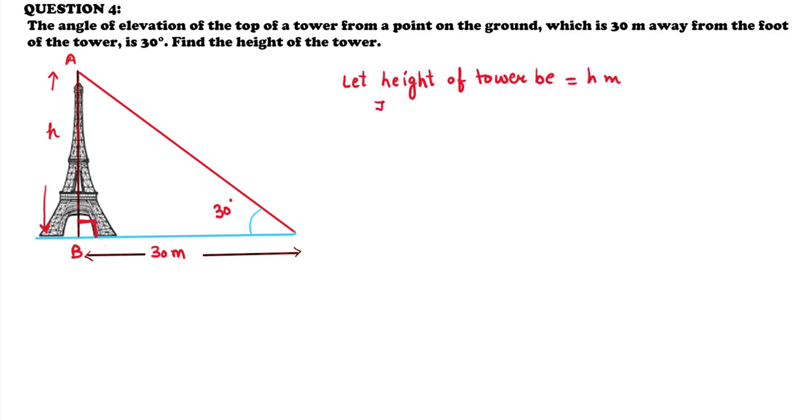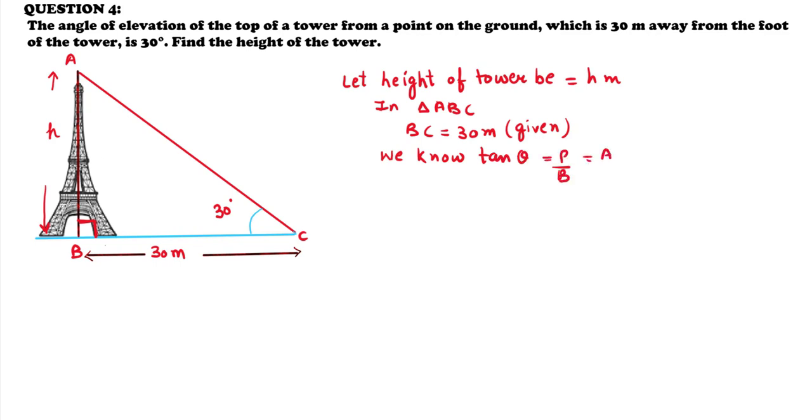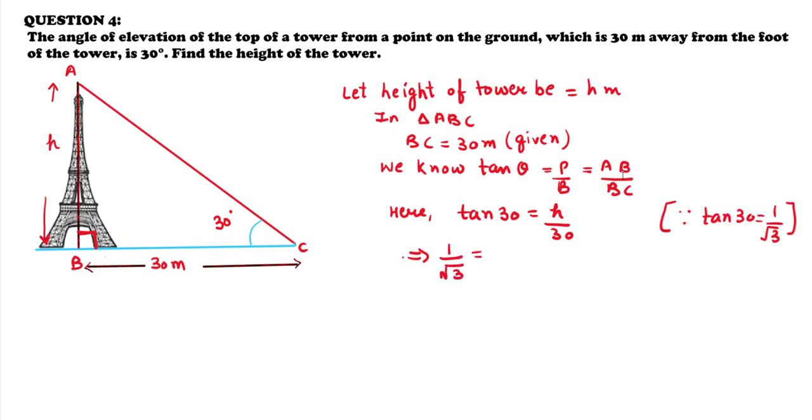In triangle ABC, BC is equal to 30 meters. This is given. We know that tan theta is equal to perpendicular upon base, that is equal to AB upon BC. So here, what is the value of theta? It is 30. So tan 30 is equal to H upon 30. And we know tan 30 is equal to 1 upon root 3. So that implies 1 upon root 3 is equal to H upon 30. That implies H is equal to 30 upon root 3.